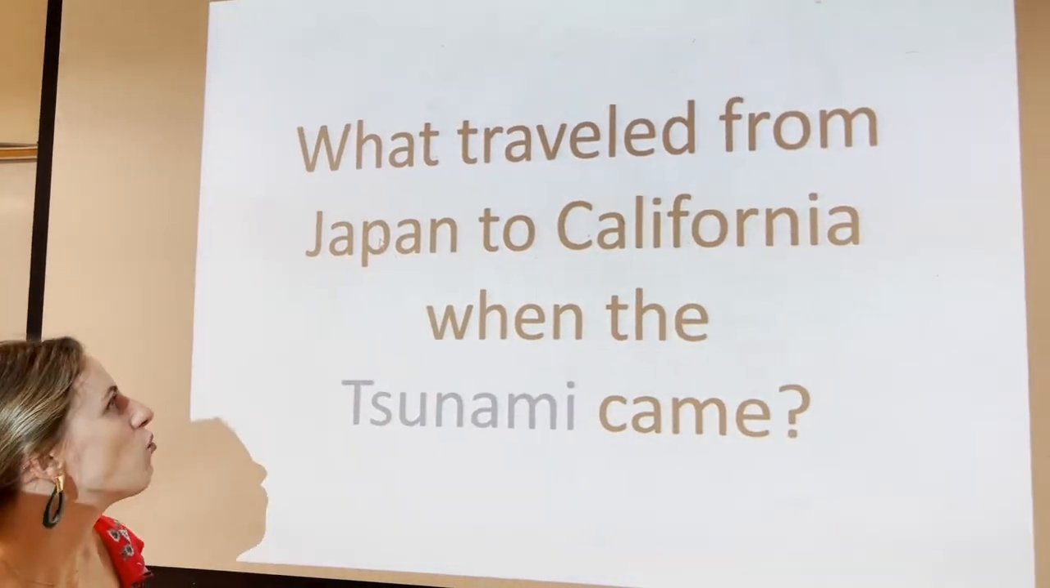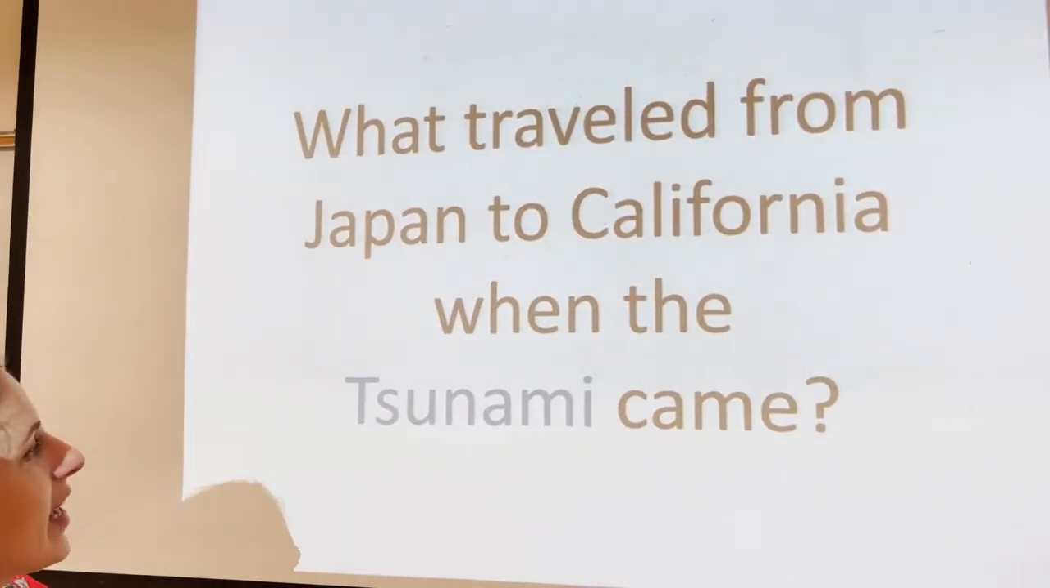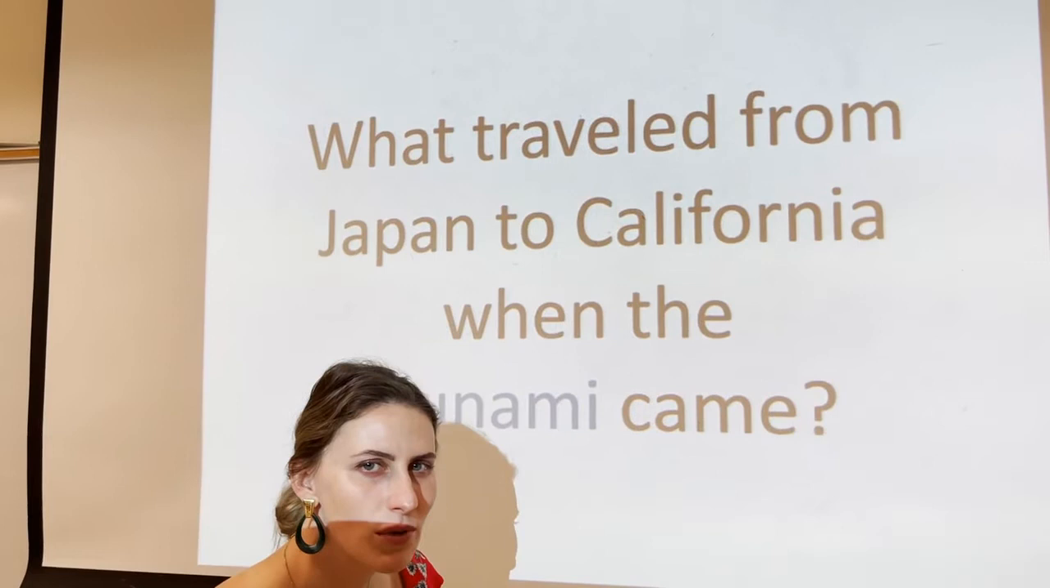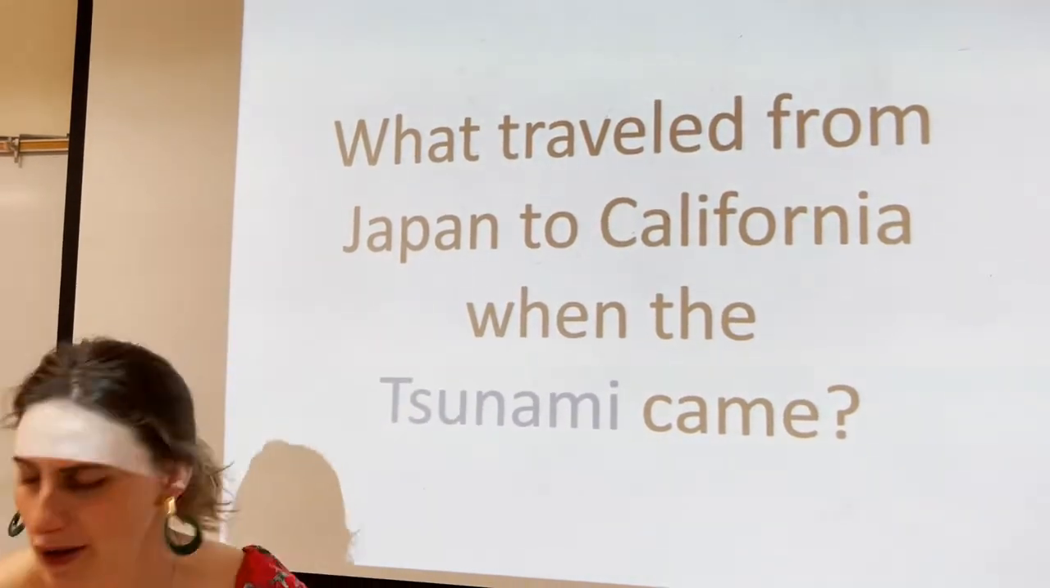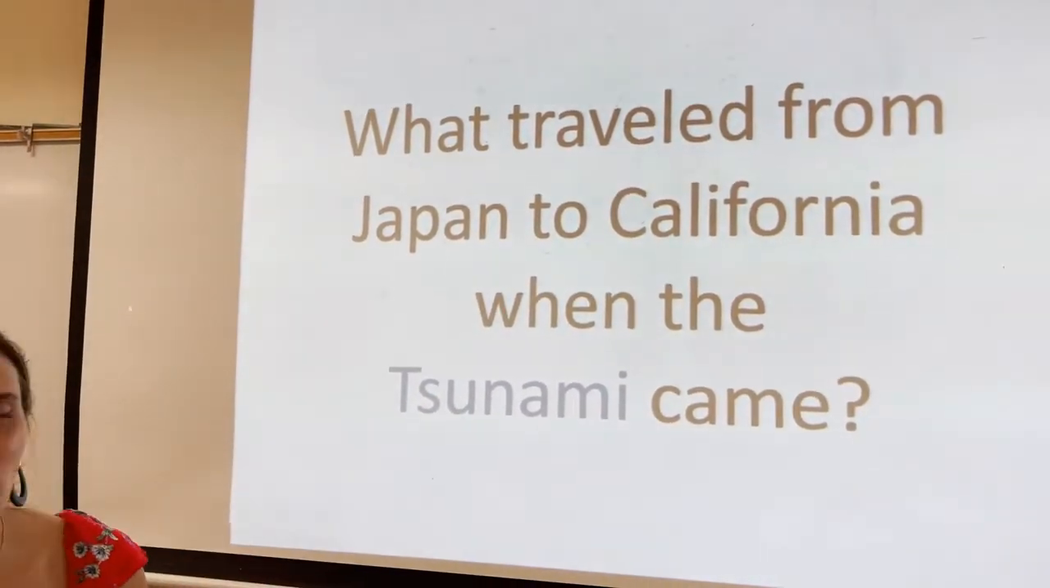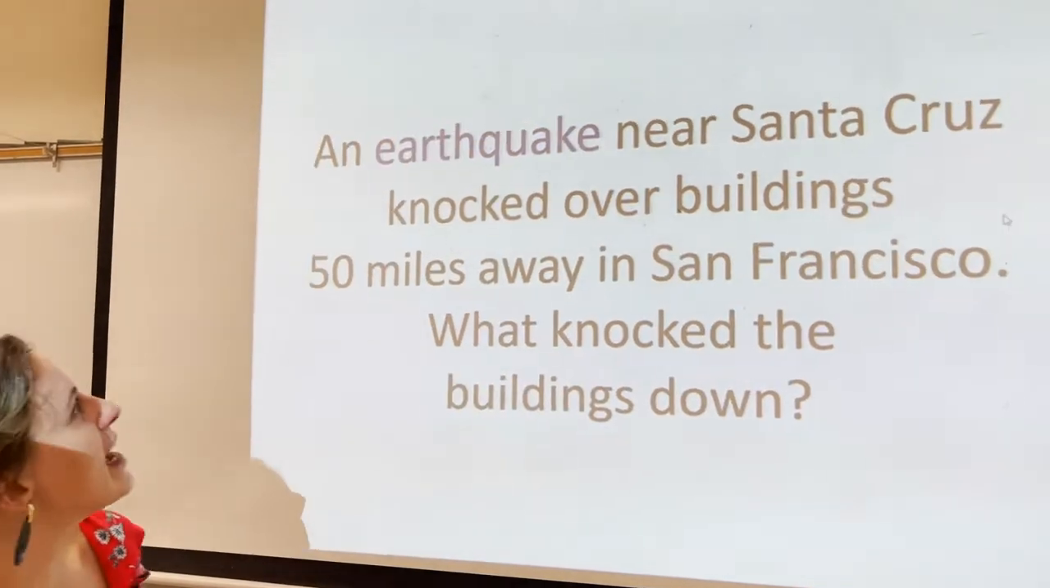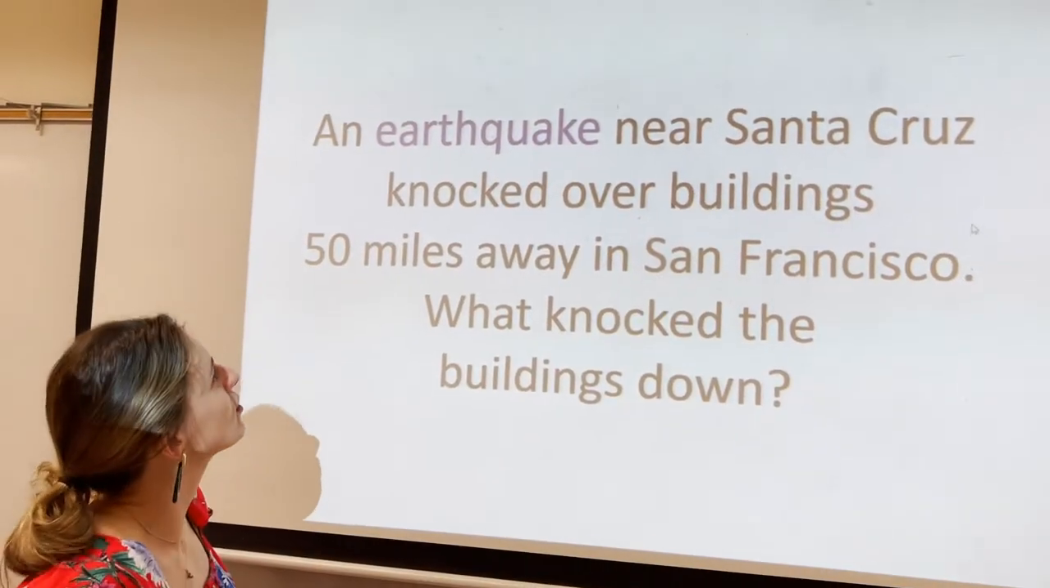Okay. What traveled from Japan to California when the tsunami came? That did all that damage. What was it that went across the ocean? What was it?